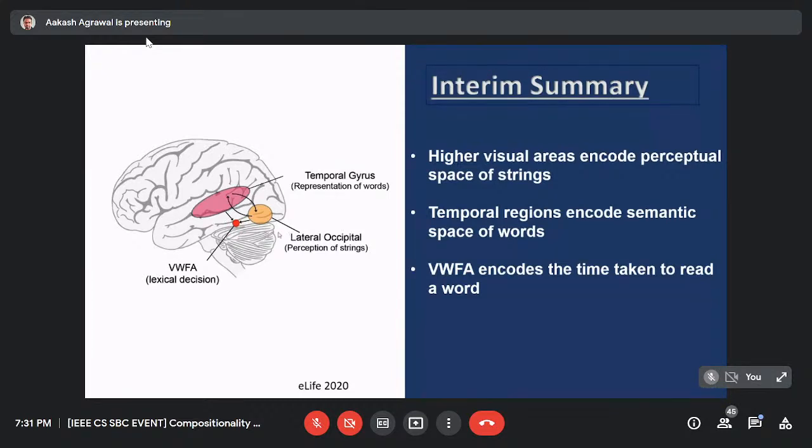But from fMRI, we got some evidence of which regions are involved in this lexical decision task and perception of word space. Any questions on the fMRI part? I hope it was clear.